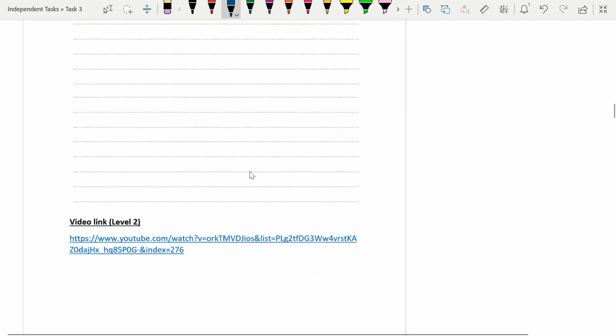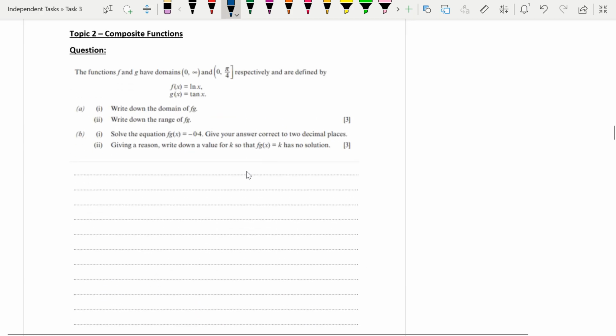Okay, so for question 2, we've got composite functions. I've got 2 functions here, f and g. f of x has a domain of 0 to infinity, and g has 0 to pi by 4, respectively, and defined below. So f of x is ln x and g of x is tan x.